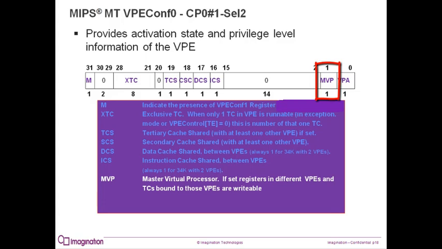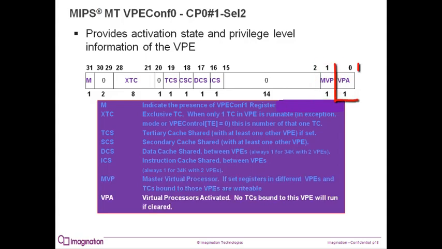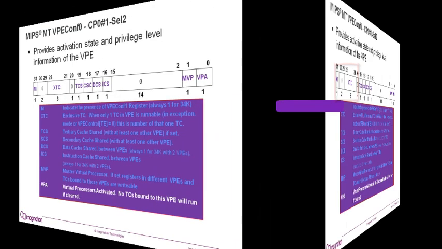The master virtual processor bit must be set before software can touch registers on another VPE or TCs affiliated with it. Virtual processor activated controls the running of any TC attached to a VPE. If this bit is 0, no TCs bound to this VPE can run. This bit can be set by another VPE that is the master virtual processor using the MTTR instruction, which I will go into later in this course.